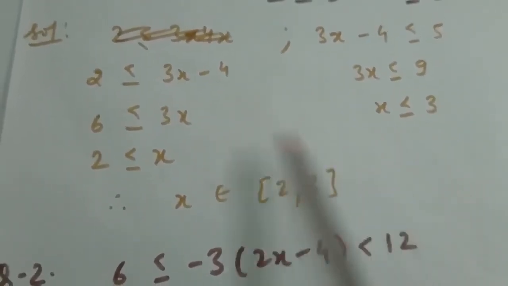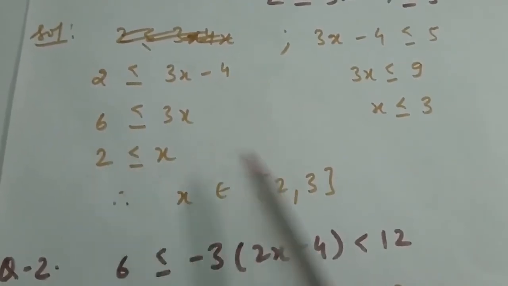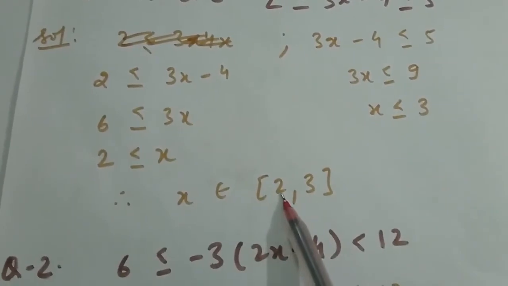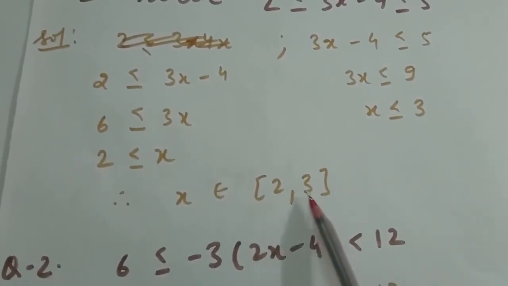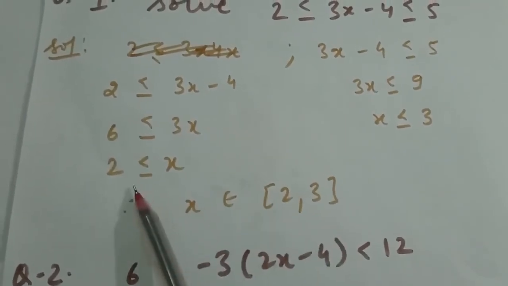So the intersection of these two will be that x ≥ 2 and x ≤ 3. So x will go from 2 to 3, right? Closed bracket will come because equality is there.